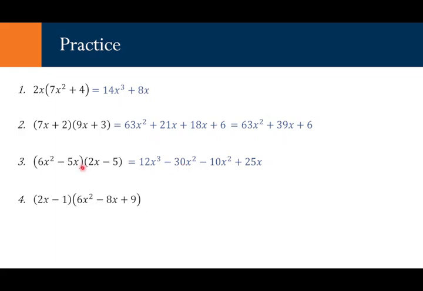Oh, I went in the wrong order. Let's go back up just a little bit. Go in the right order. Well, there's no right order. They're both right, but be consistent. So 6x squared times negative 5. 6 times negative 5 is negative 30 x squareds. Now we can do this term. Negative 5x times positive 2x is negative 10x squared. And negative 5x times negative 5. Negative times negative is positive.